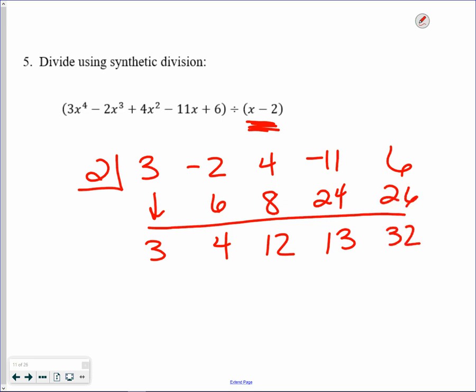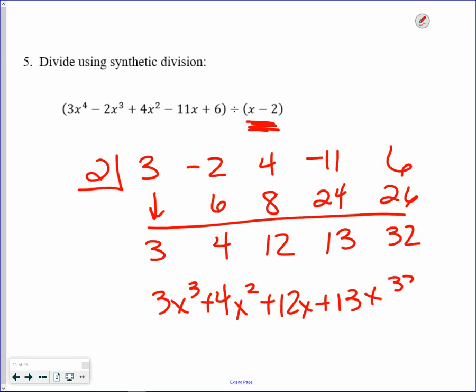Because you're just dividing, this is not the remainder theorem, so I would just write my answer as 3x to the third, 4x squared, plus 12x, plus 13, plus 32 over x minus 2.